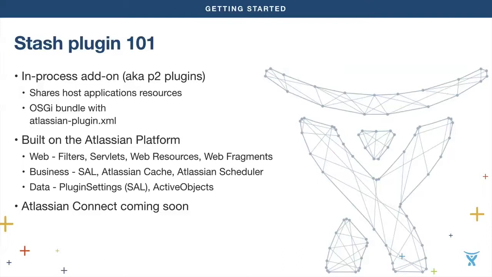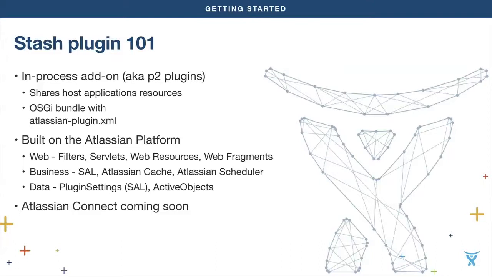You'll sometimes hear us refer to them as P2 plugins. And technically, these are OSGI bundles, but the main distinguishing factor about them is the atlassian-plugin.xml. This is an XML file within your bundle, which describes all the modules that your plugin provides. For those of you that have done an Atlassian plugin before, this will sound very familiar.